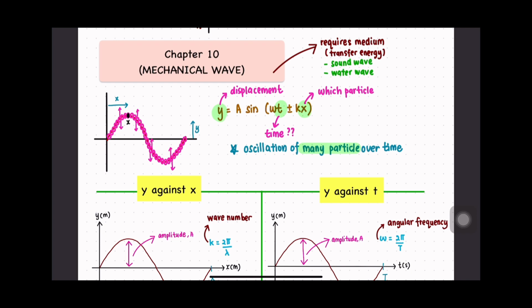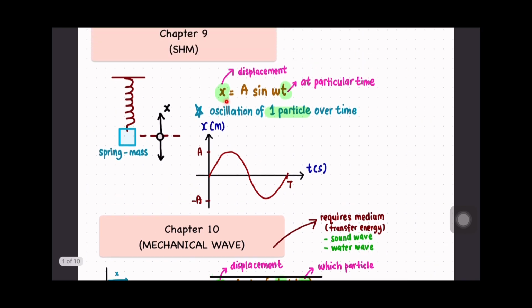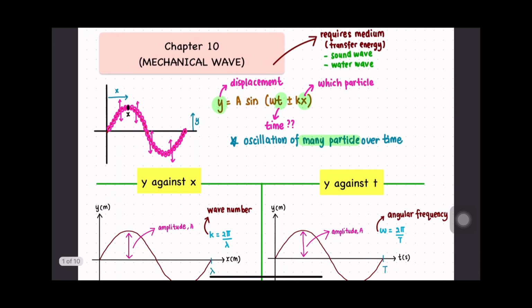It's also represented by a sinusoidal graph, but the equation is y is equal to A sine omega t plus minus kx, where it includes the particle's displacement at a certain time. You can see that in chapter 9 we also used displacement, but the symbol is x. For chapter 10 we change the symbol to y for displacement, because we use x to find the distance of the particle.